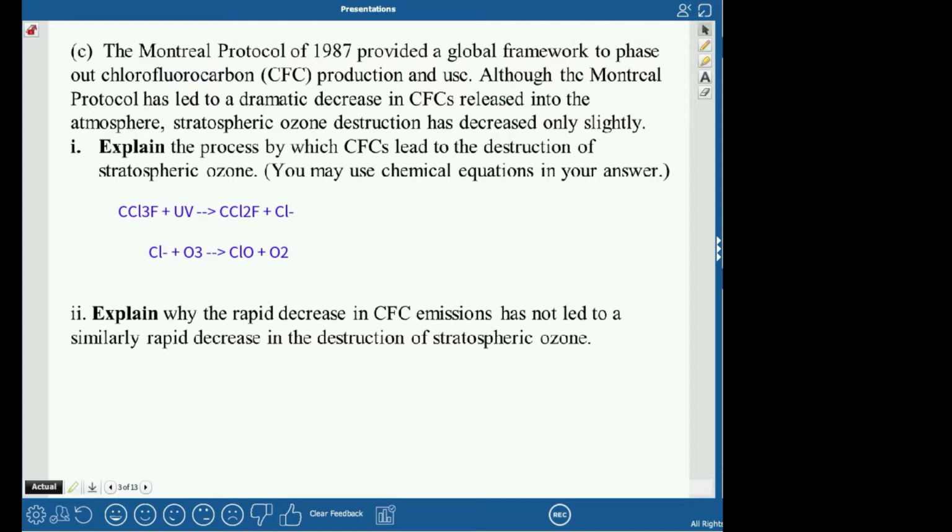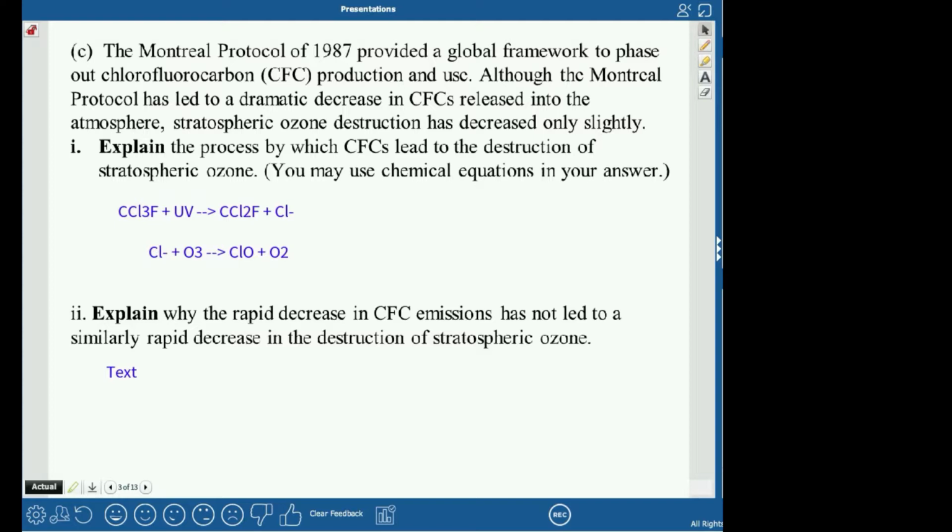So there's a couple of reasons why rapidly reducing CFC emissions has not reduced the destruction of ozone. There's a few reasons. CFCs are actually pretty slow to migrate into the stratosphere. So they don't just immediately end up in the stratosphere. It takes them a while to get up that high.